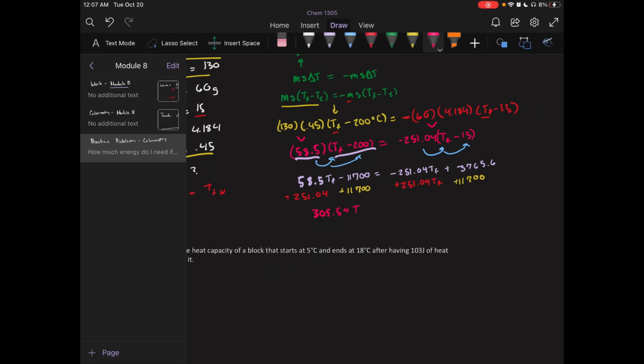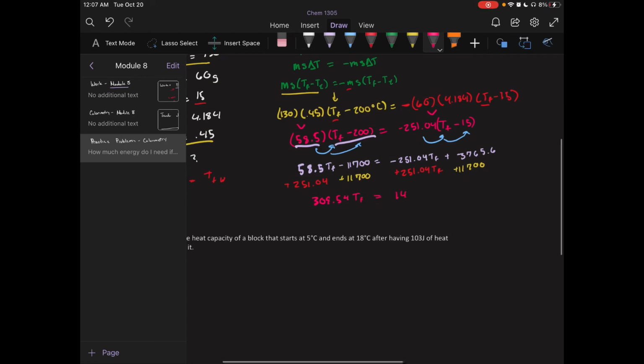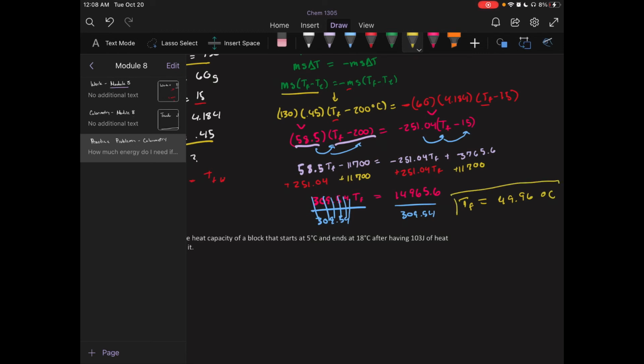And we are left with something that looks like 309.54 temperature final is equal to 14965.6. And the last thing we need to do is just isolate the TF by dividing everything by 309.54. So all of this cancels out, and we are left with TF, our temperature final, is equal to 49.96 degrees Celsius, right? So what is this saying?